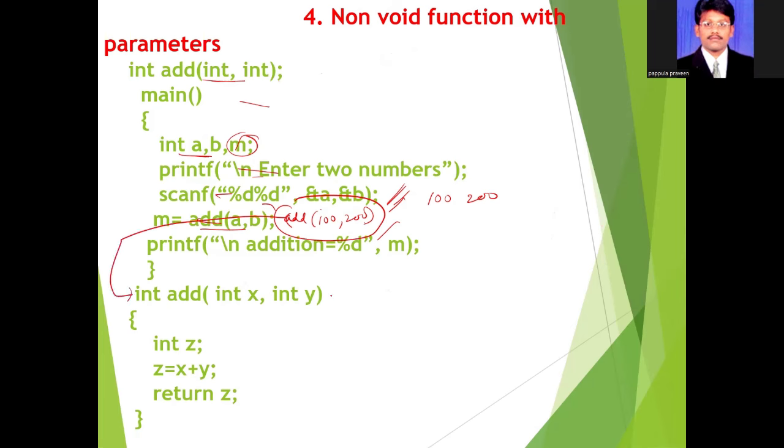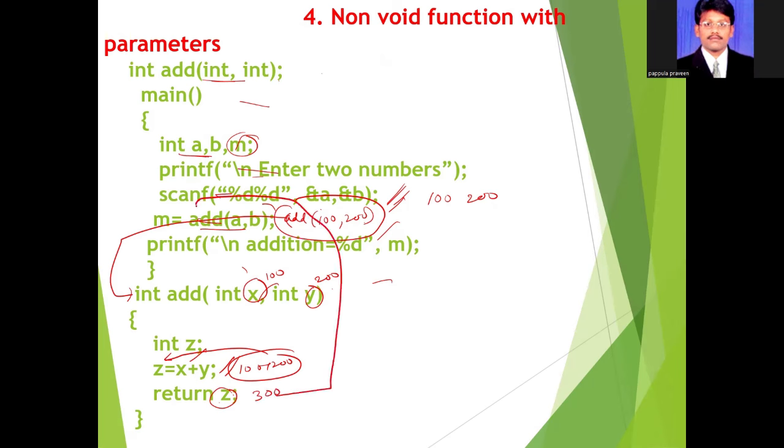int x equal to... now what is the x value? x equal to 100, y equal to 200. add of 100 comma 200. Now this is 100 plus 200. 300 is assigned to z. So return z. Return z means 300. 300 is assigned to m. Now the m value is equal to 300.